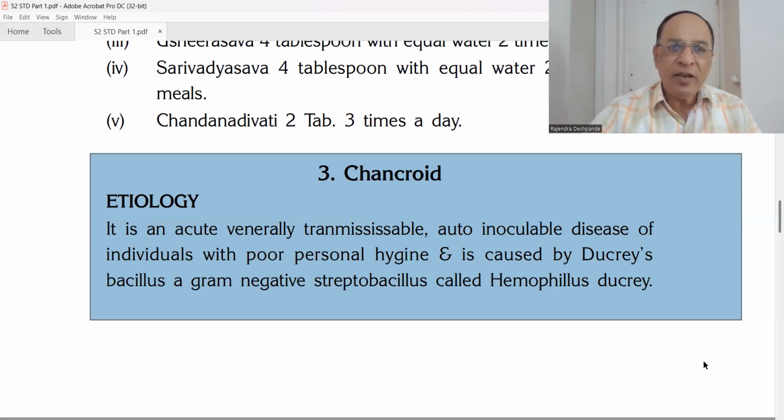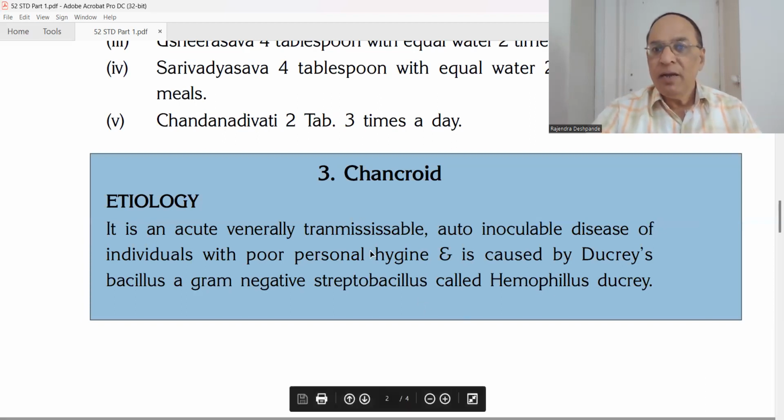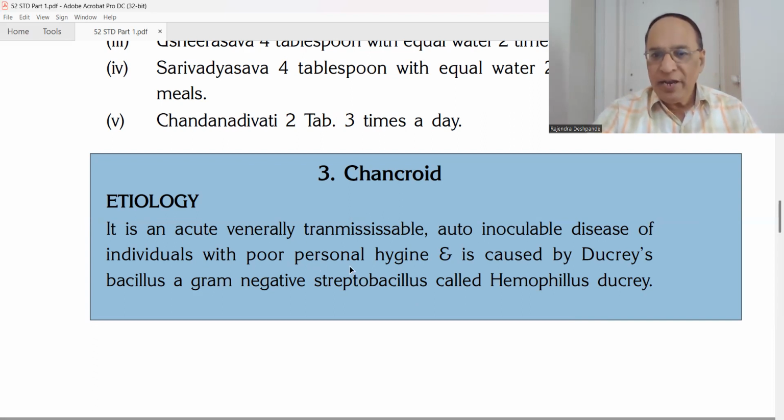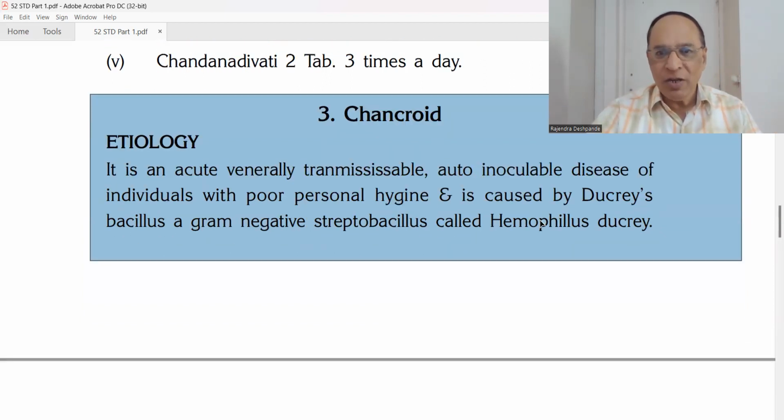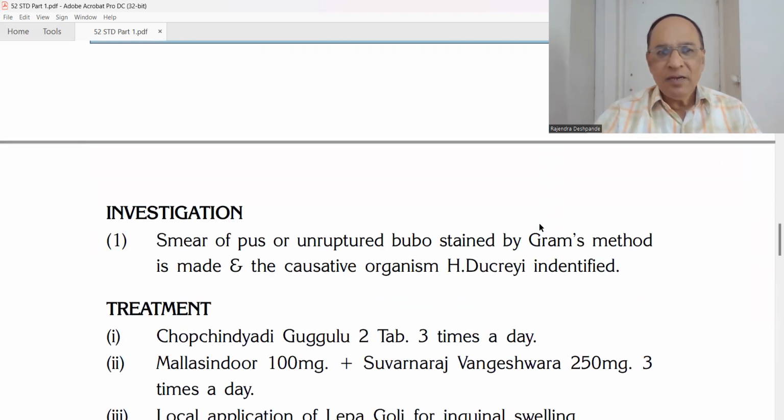Okay, so it is an acute venereally transmissible auto-inoculable disease of individuals with poor hygiene and is caused by a bacillus, a gram negative. Remember this. Many of the organisms are gram positive, like tonsillitis, pharyngitis, appendicitis, but this is gram negative, called Haemophilus ducreyi. Very, very funny name. Haemophilus ducreyi is the name of that particular organism.